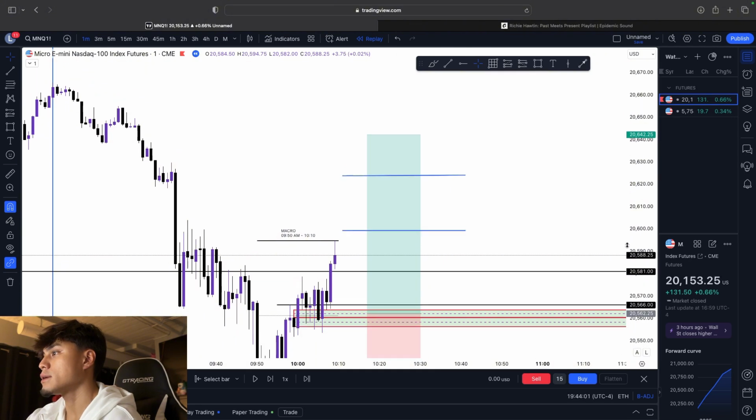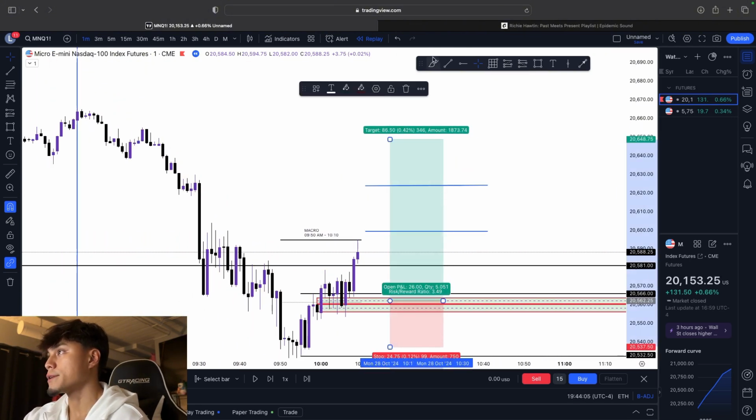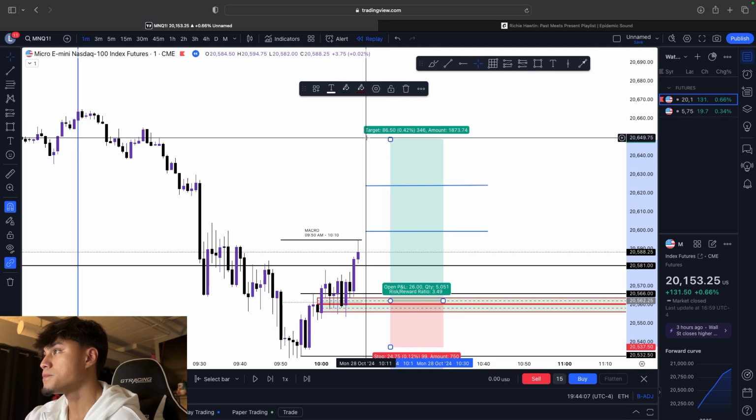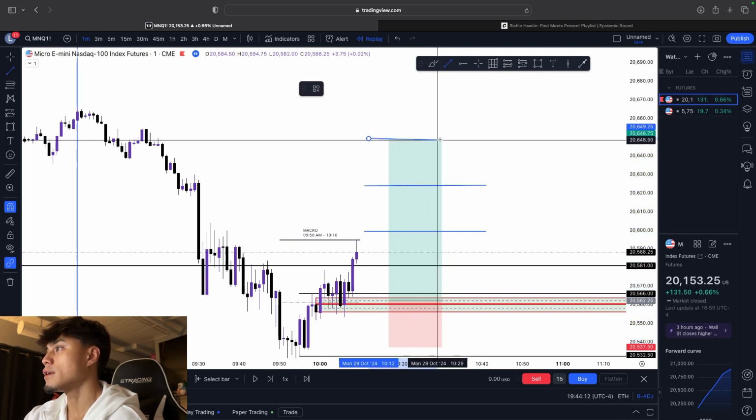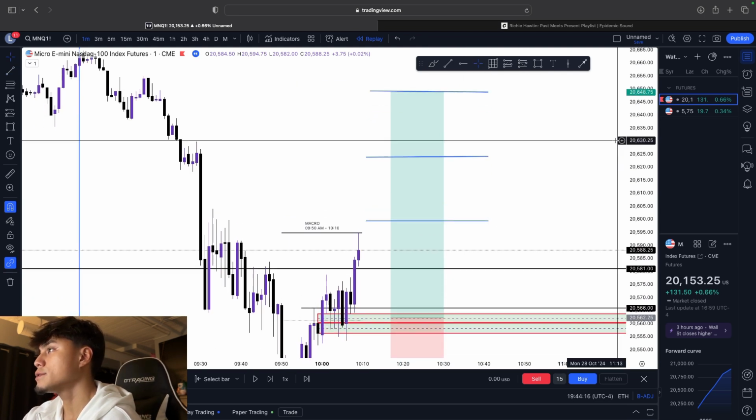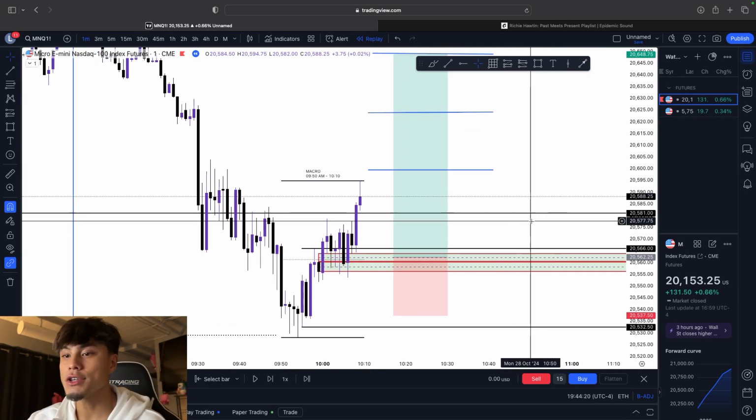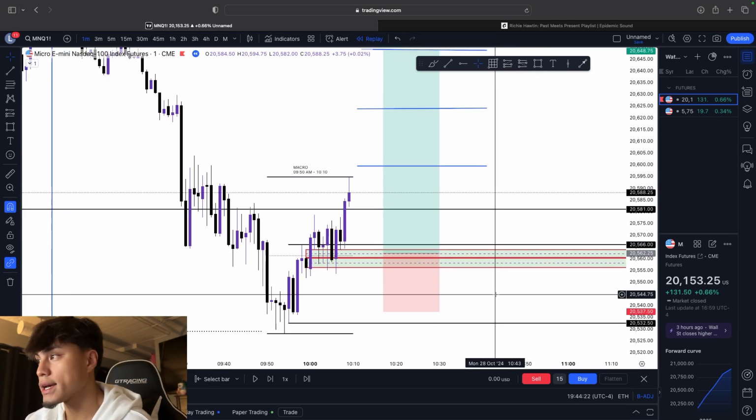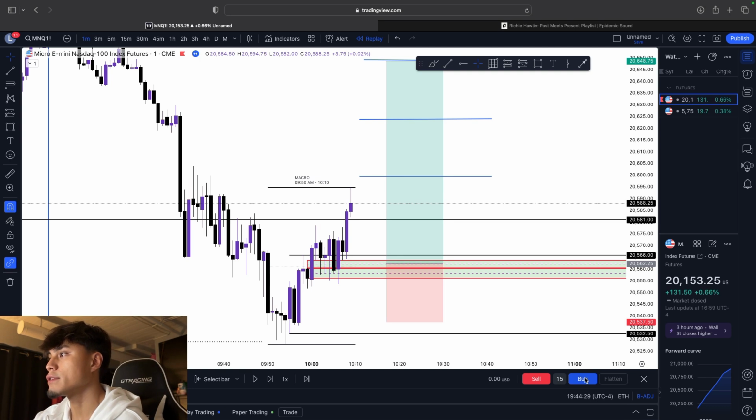Let's go ahead and check out what our position says. 3.5 right here. Awesome. So what do we do? We just wait for the market to retrace back into our fair value gap. That way we can enter, accept the risk, and just see what the market does. Waiting for it to tap in the fair value gap.